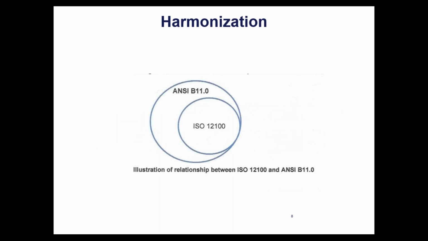Okay, let's talk about harmonization of these standards. In 2012, ANSI harmonized their standard B11 with ISO 12100. At that point, ANSI B11.0 was called an identical standard to ISO 12100 from 2010. But in 2020, ANSI published an updated version of B11.0. At that point, ANSI made a small difference from ISO 12100. And this is the difference as of today. There are some responsibilities that are the main change you have to look into.